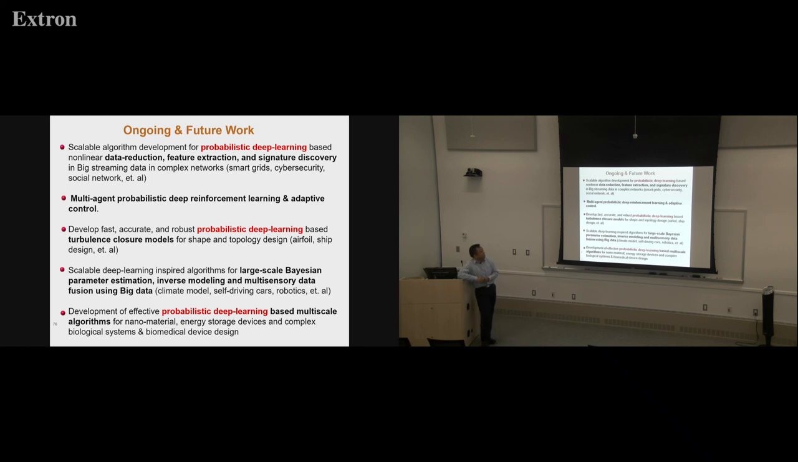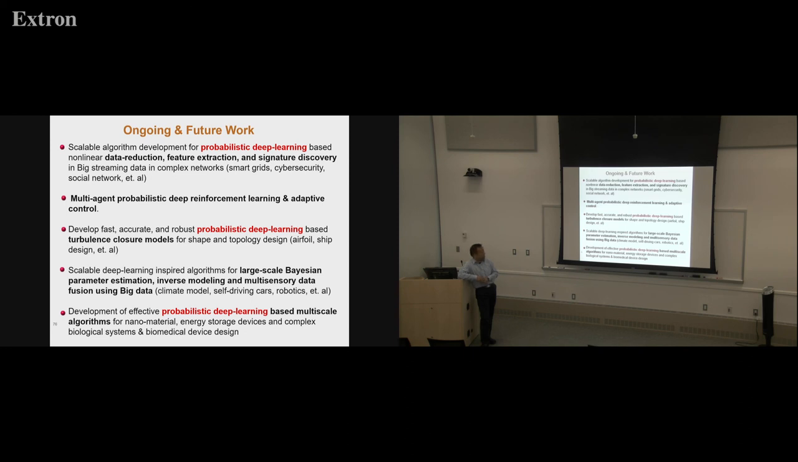And also, I'm trying to learn the physical laws, right? I try to apply it to learn turbulence closure models, right? So we try to develop a better closure for the RANS model and the LES model using DNS data. That's what I'm doing right now. I also do a lot of large scale Bayesian parameter estimation, inverse modeling, and multi-sensor data fusion using big data, which can be applied to climate models, self-driving cars, robotics, etc.